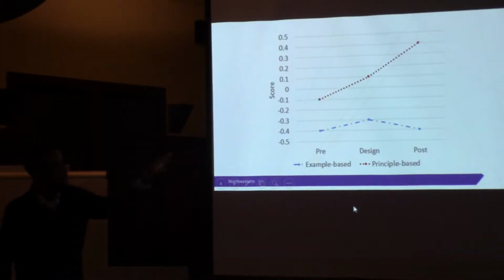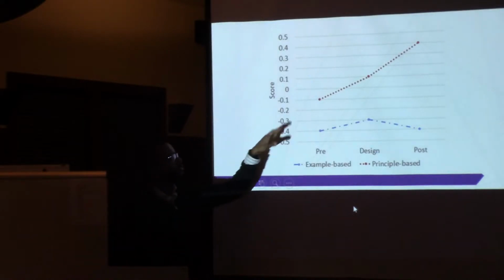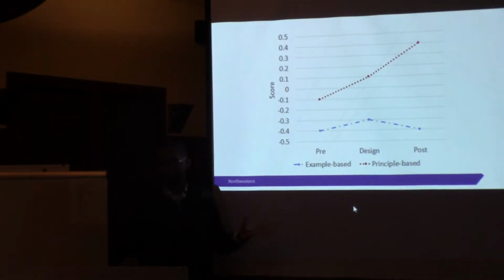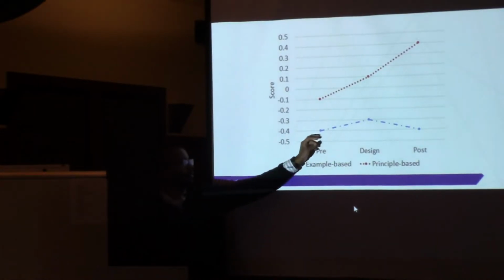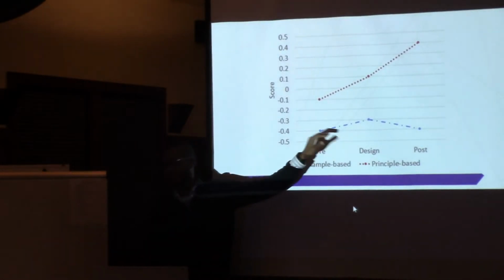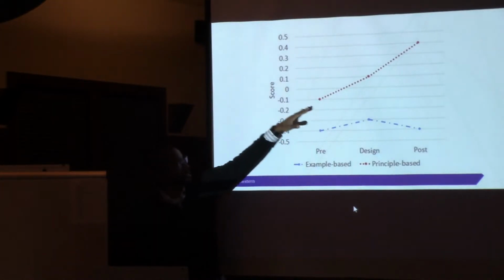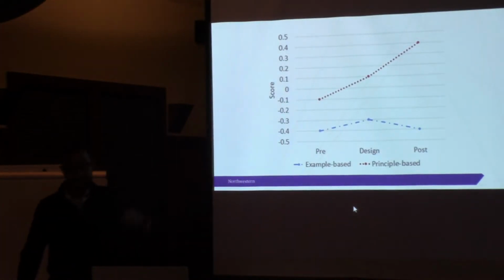And then I also have this final graph that's showing changes from pre-test to post-test in terms of the score that ended up coming up for them. And what you essentially see is that for the example-based reason condition, the students stayed relatively flat. But in the principle-based reason condition, the student scores increase from pre-test to design.